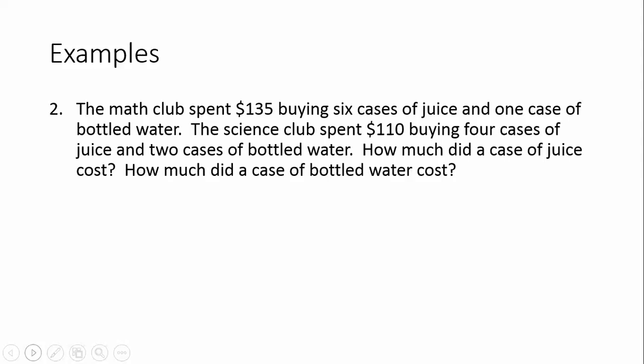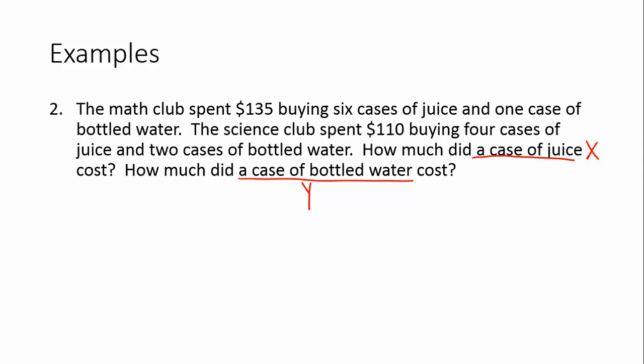And oftentimes you can refer to the question in the story problem to determine what are the two things we're talking about. So hopefully you can see that we're talking about a case of juice and a case of bottled water. So I'm going to call the case of juice X, and the case of bottled water is going to be my Y. And we have two different situations. So hopefully you can see that the math club situation is going to be our first equation. The science club's situation will be our second equation.